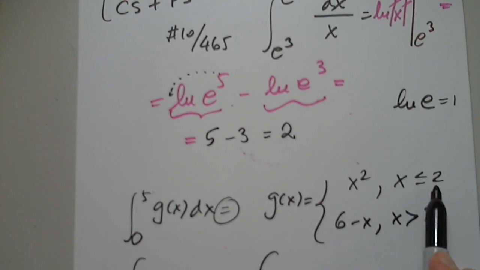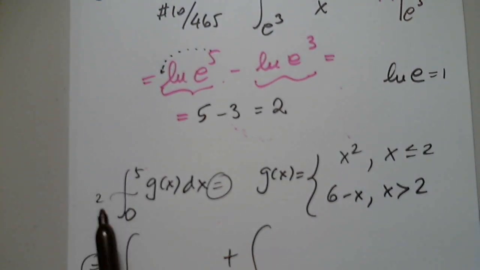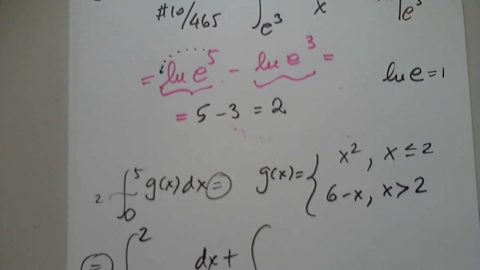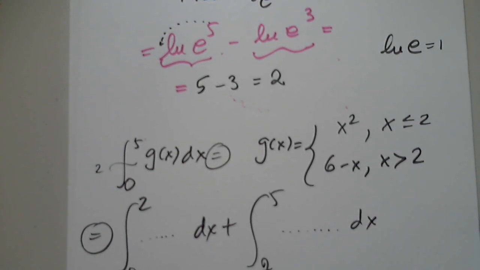0 to 5 includes 2, so somewhere in the middle we have that 2, right? From 0 to 2, it has to be one integral, with dx, of course. And from 2 to 5, it has to be from a different function, of course, with dx. Which function do I put here, and which function do I put here? That's all there is to it.